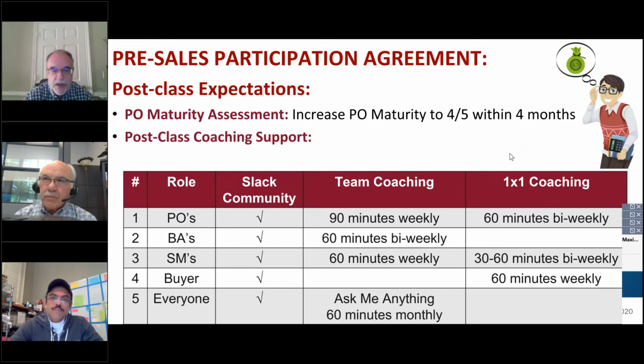We had some Scrum Masters. They also did a team coaching and one-on-one coaching. And the buyer, Ravi and I did 60-minute weekly sessions with her. And we also set up an Ask Me Anything web call for 60 minutes monthly, and we publicized it, everyone knew when it was, and anyone could get on and ask questions about Agile, ask questions about Scrum, and they would get a common answer from their coaches.